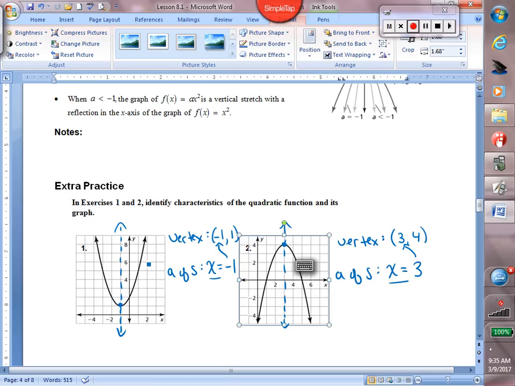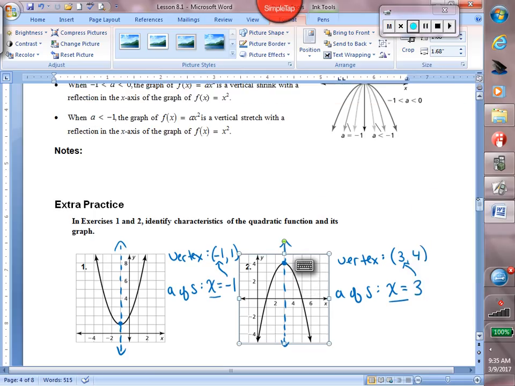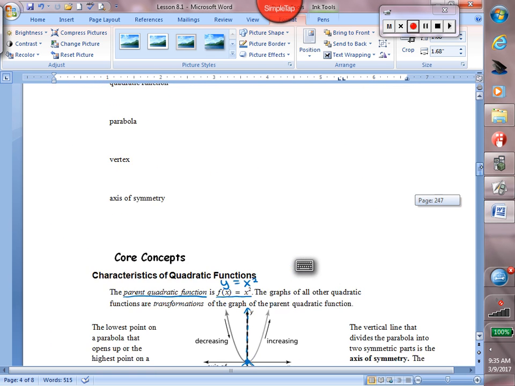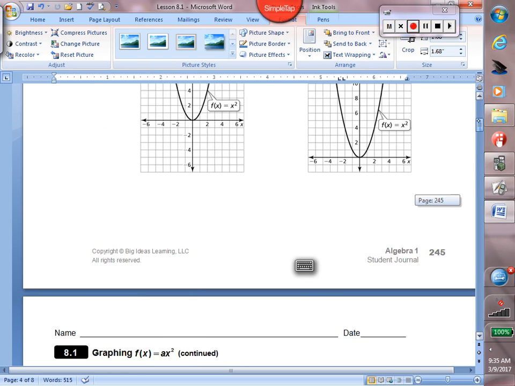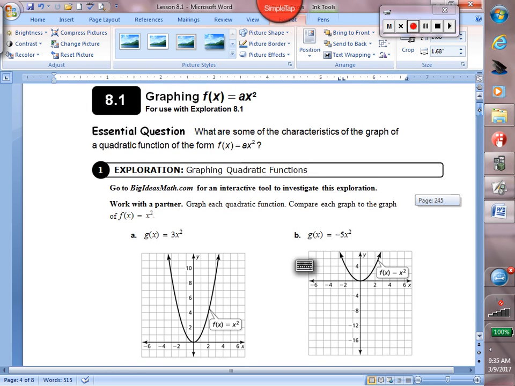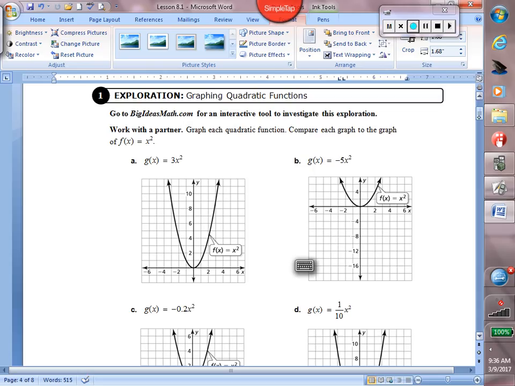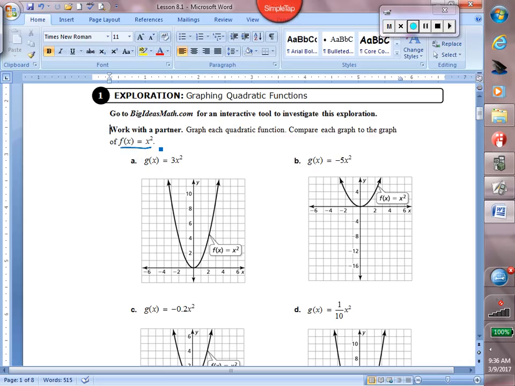So now that we've seen the basics of a parabola, let's go ahead and turn to page 245 in your student journal. And let's take a look at how we might graph some of these quadratic functions, some of these parabolas. On the graph for letter A is already our graph of y equals x squared. That's already graphed there for us.